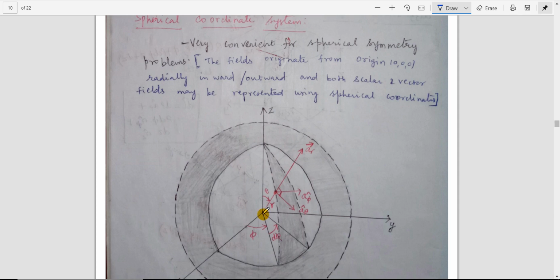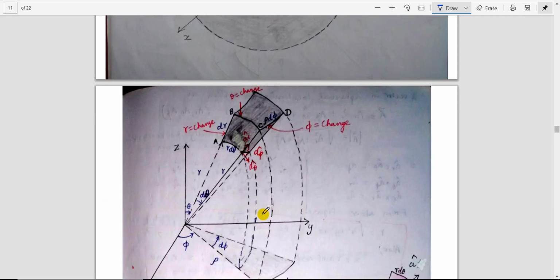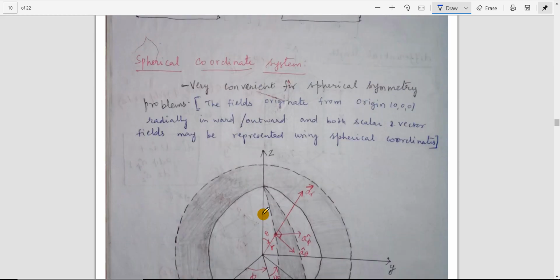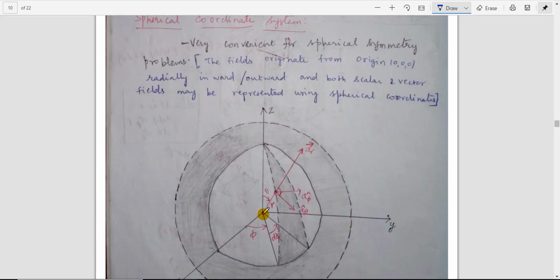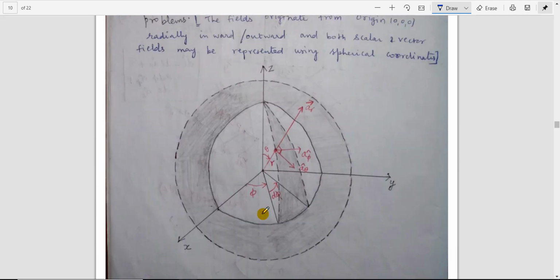So in the spherical coordinate system we will be dealing with three parameters. The first is r, that is the radius of the sphere. Here we have defined that. If you consider this as a sphere, then the radius of the sphere is going to be r. This is the first parameter which we are going to deal with.